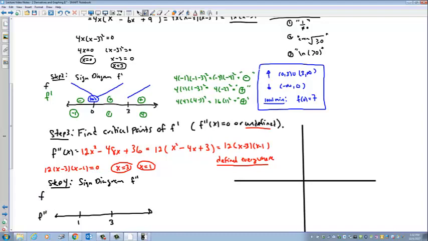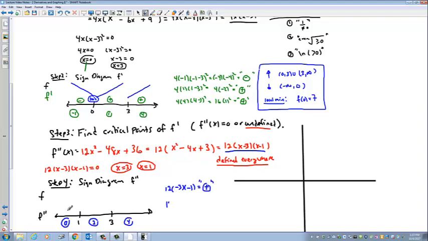And so what we'll do is we'll pick points in between and to the left, in between and to the right. So let's pick the point 0. That's a good point to the left of 1. Of course, the point 2 is the easiest point between 1 and 3, and the point 4. And what we'll do is we'll plug it into f double prime, and we'll use the factored form because it's easy to plug into. So we plug in 0, you get 12 times negative 3 times negative 1, which is positive.